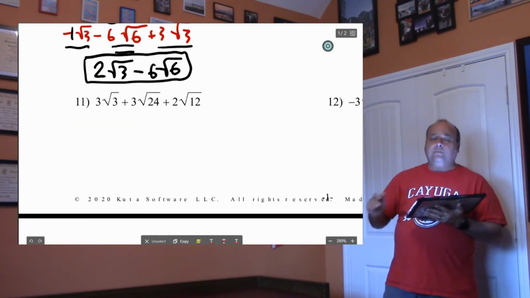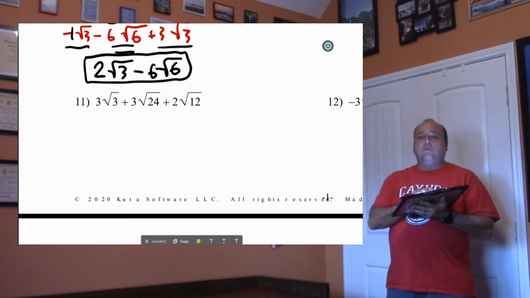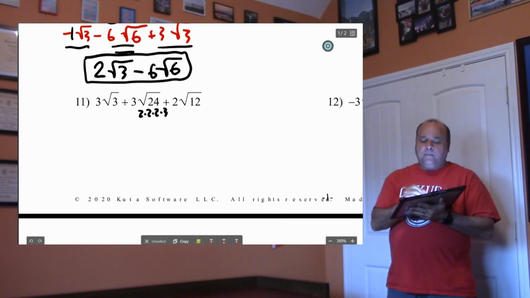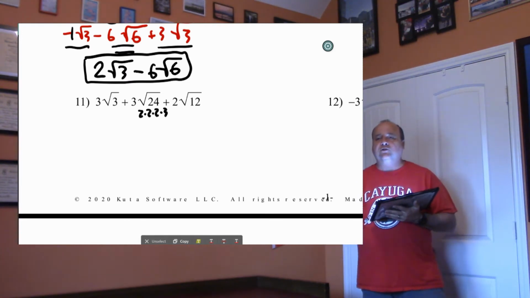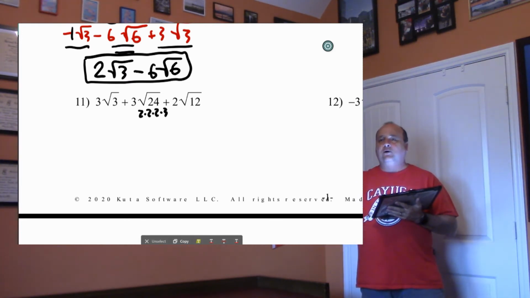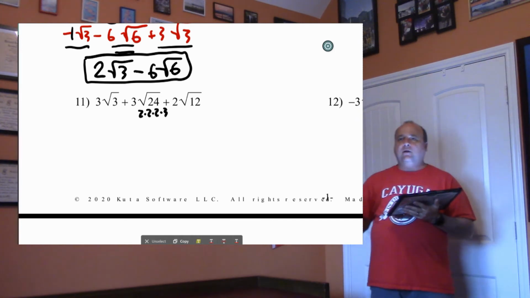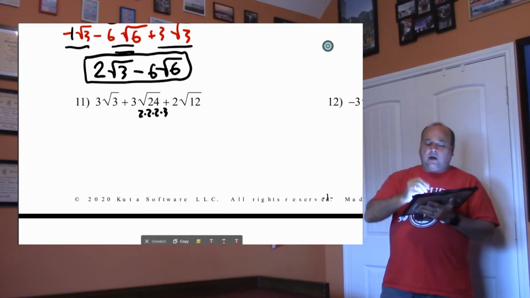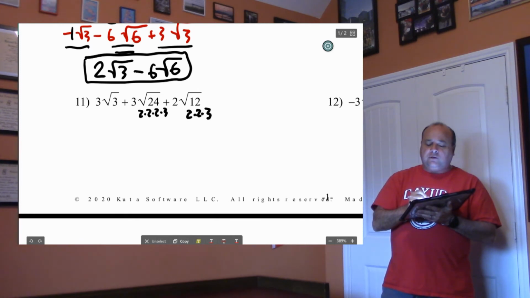Let's go to number 11. Okay, the prime factors of 3 are 1 and 3. None of them repeat, right? But 24 does. So 24, you're going to have to prime factor. If you need to use the calculator, use the calculator. Menu, number, factor, and then type in 24, and it'll give you the prime factors. 12 can also be prime factored to 2 times 2 times 3.